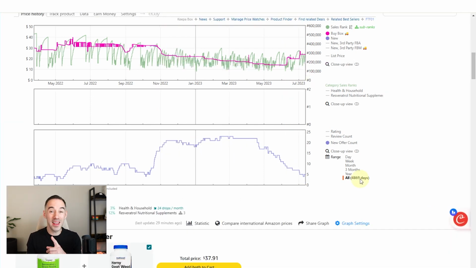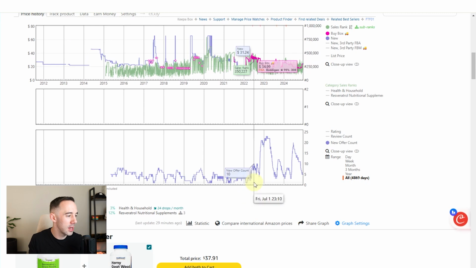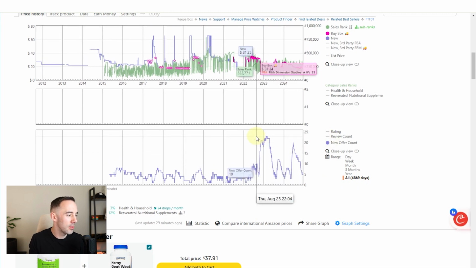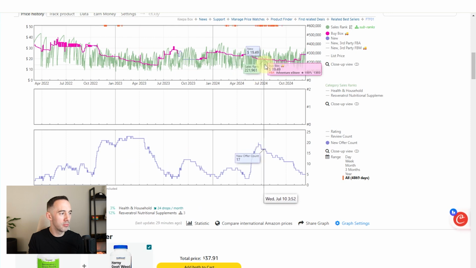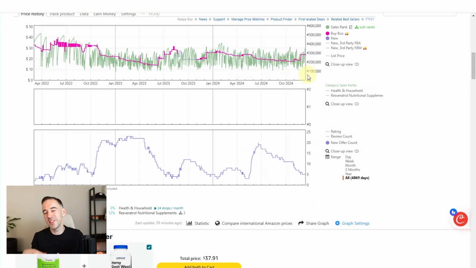Now, I can show you that again on this graph. If I zoom in again, what can we see? We can see new offer count's gone up. What's happened to the price? It's come down, down, down, down. And then also, new offer count's gone up again, and the price has come down, down, down, down. So you see that repeating pattern. That's something you need to remember, because otherwise you're going to lose money.